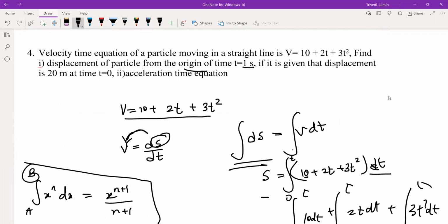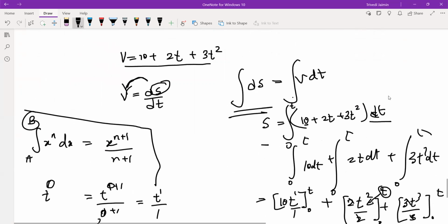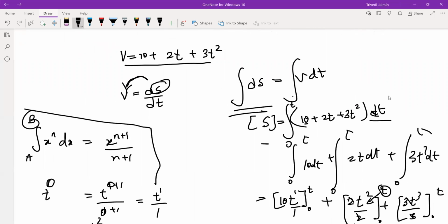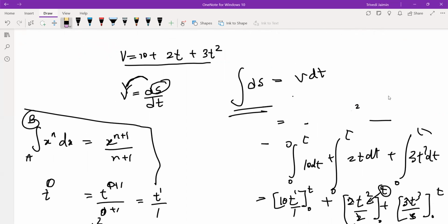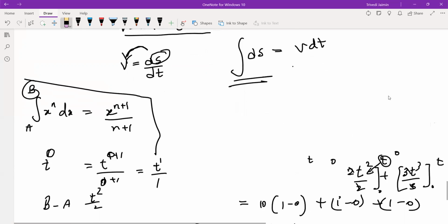See, if the displacement given is 20 meters at t equals 0, we started this one as t equals 0. So here also, suppose the limits are displacement 0 to 20, s. Okay, let me do this one properly again. If you understand this equation, you can do any numerical. It's very easy actually. Everything is included in this one.